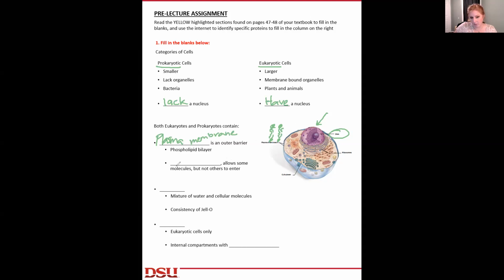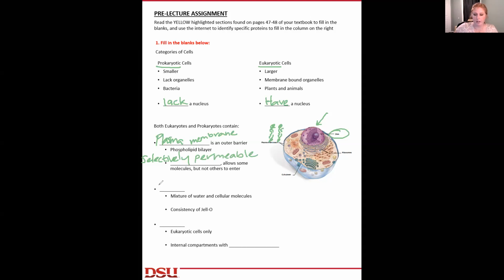The phospholipid bilayer is selectively permeable, which I'm going to write up here above it. Selectively permeable, meaning only some things get through. Some things get in, others don't.